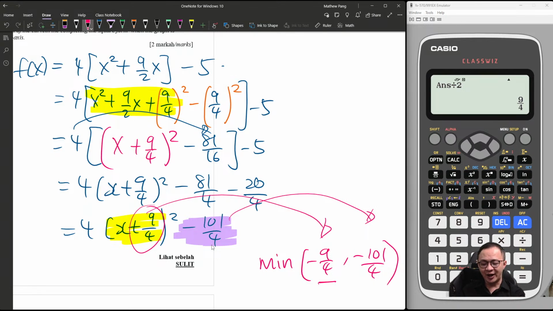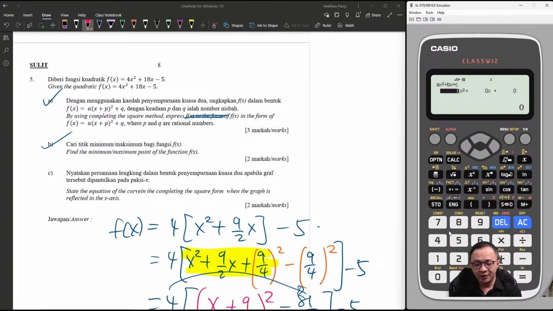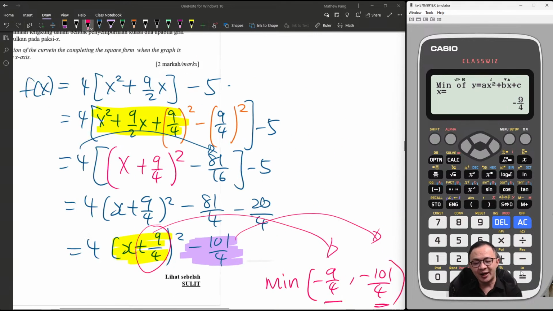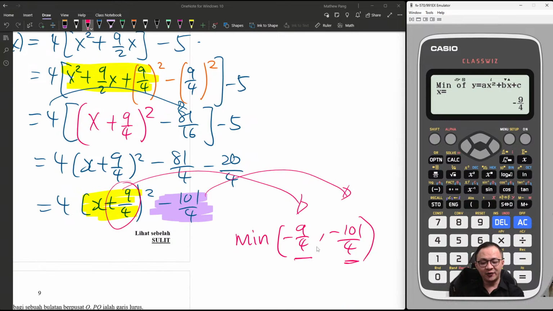And the good news is, if you are using the new model calculator, the calculator can help you check your x and y. You just go to equation, and then go for polynomial, part 2 here. Then you insert the original equation: 4, 18, minus 5. Press 1 equal, 2 equal, 3 equal. Do you see the minimum x value? Negative 9 over 4. Correct. Minimum y value? Negative 101 over 4. Correct. So I'm very confident my complete the square is correct.